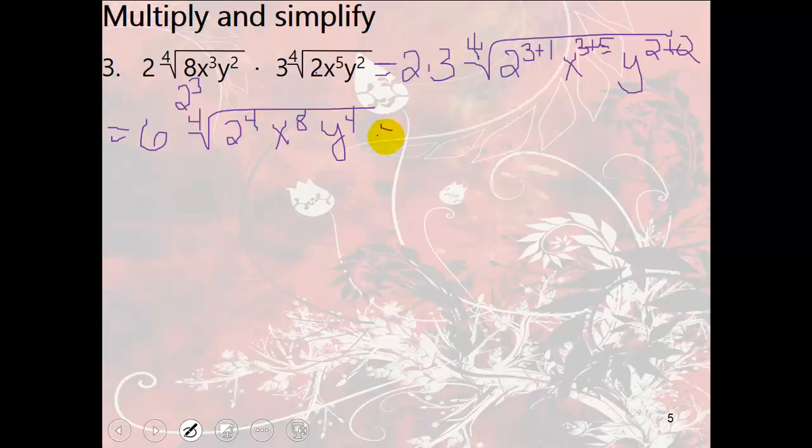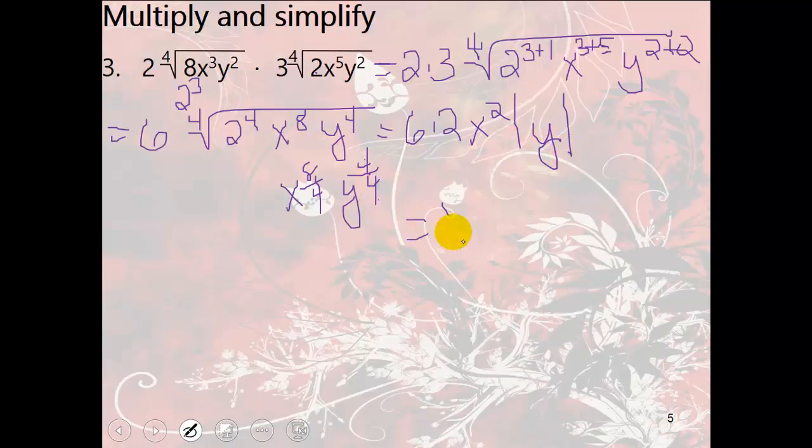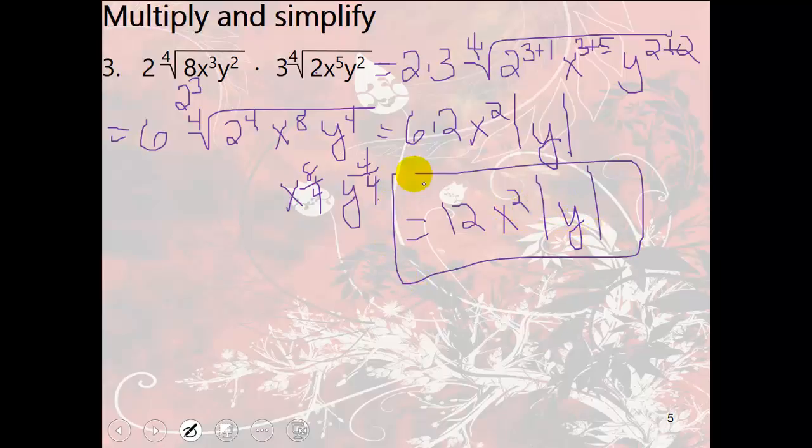All right. So now I'm going to start pulling out my perfect 4th roots. This 4 and this 4 are going to undo each other, so I'm going to have 6 times 2. Okay? And then I'm going to have x to the 8 divided by 4. Well, that's going to be x squared. And then I'm going to have y to the 4 divided by 4. So think about your even, even, odd rule. Even, even, odd. So this is going to be 12 x squared absolute value y. Okay? And if you need to see this one is 2 to the 4 over 4, that's fine too.